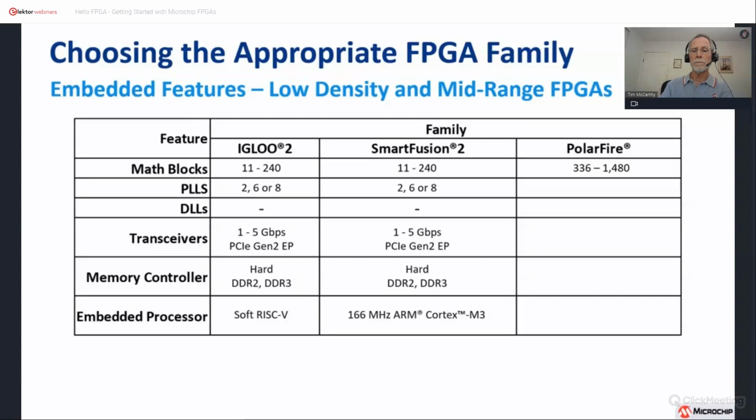PolarFire has between 336 and 1,480 math blocks, 8 PLLs and 8 DLLs for clock frequency synthesis and phase adjustments, and transceivers that operate between 250 megabits per second and 12.7 gigabits per second with built-in PCI Express Gen 2 endpoint or root port support. A soft external memory controller that supports DDR4, DDR3, and LPDDR3 memories is available, and soft ARM Cortex-M1 or RISC-V cores are available for PolarFire.